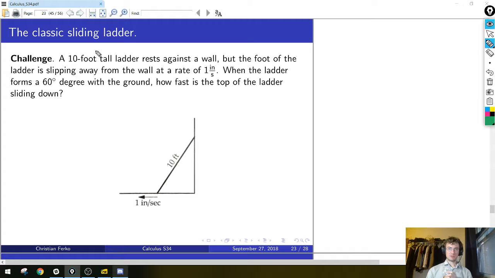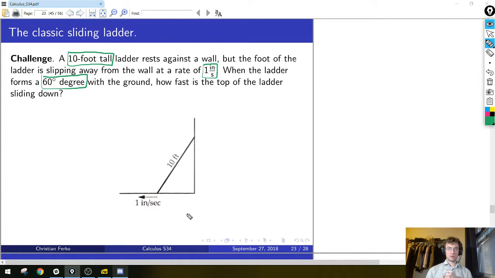So again, I will flag an annoying thing. We are given the length of the ladder in feet, and then we're told to consider a time at which the foot of the ladder is slipping away at a rate of 1 inch per second. So feet and inches are different, annoyingly. And then instead of being given a particular time, like t equals 5, which we had in the previous problem, now we're given a moment where the ladder forms a 60-degree angle with the ground. So it's slightly different. Anyway, we'll cross those bridges as we come to them.